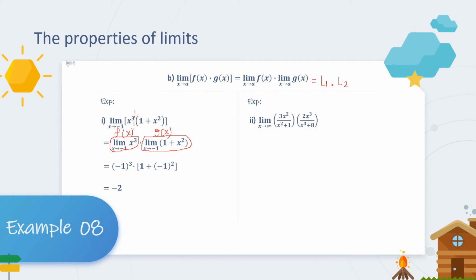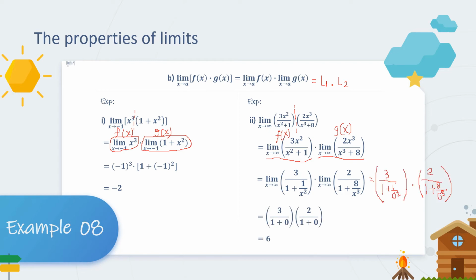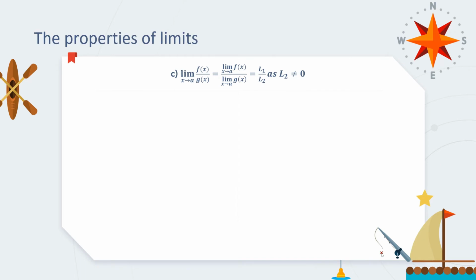Example 2. Given the function, the limit of 3x squared divided by x squared plus 1 times 2x cubed divided by x cubed plus x as x approaches infinity. Separate the functions f of x and g of x as in example 1. Substitute infinity into the function. The answer is 6.